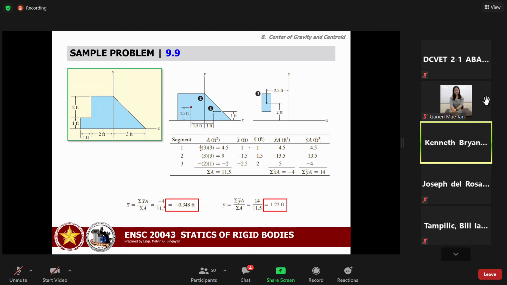The sign for x curl is negative because the centroid of this segment is found to the left of the origin. Because this is the positive x, this is negative x already. So the location of the centroid is negative, so negative 1.5.